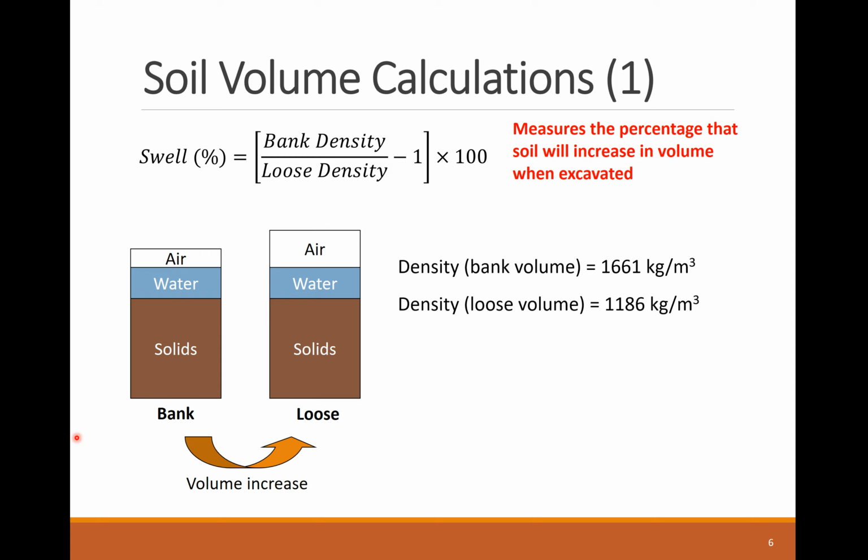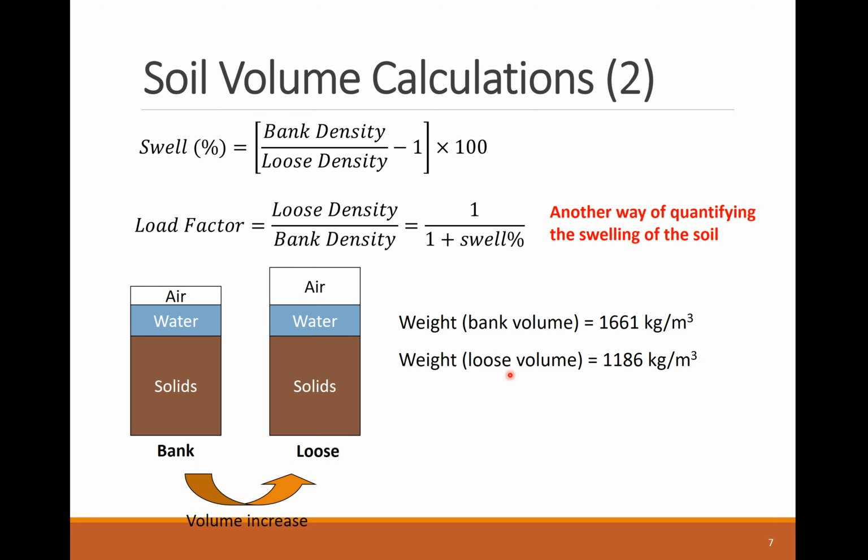Using the shown values, the swell percentage is calculated to be 40%. This means that 1 bank cubic meter of this soil material will expand to 1.4 loose cubic meters after excavation.